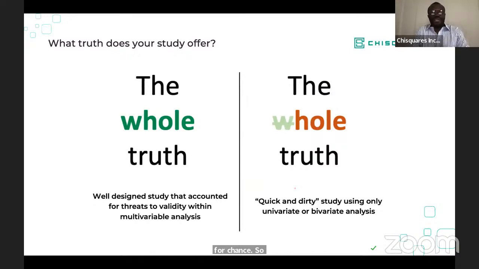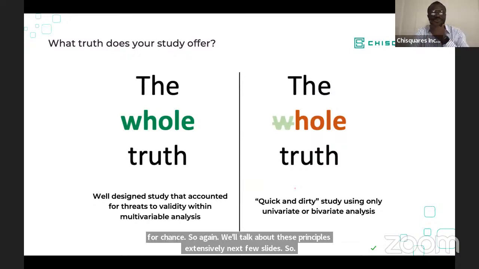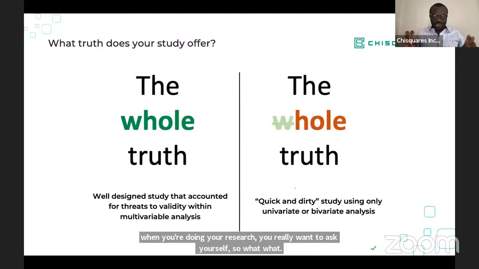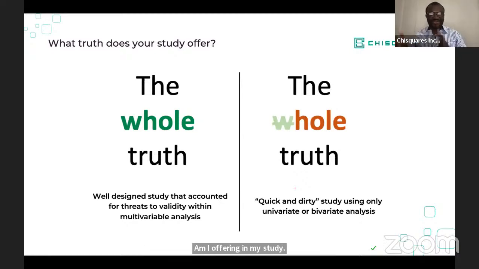When you're doing your research, you really want to ask yourself, what truth am I offering in my study? Is it the whole truth, or the truth with holes? This is why journals would not necessarily be enthusiastic about publishing a paper that has just descriptive analysis, because there are so many alternative explanations.